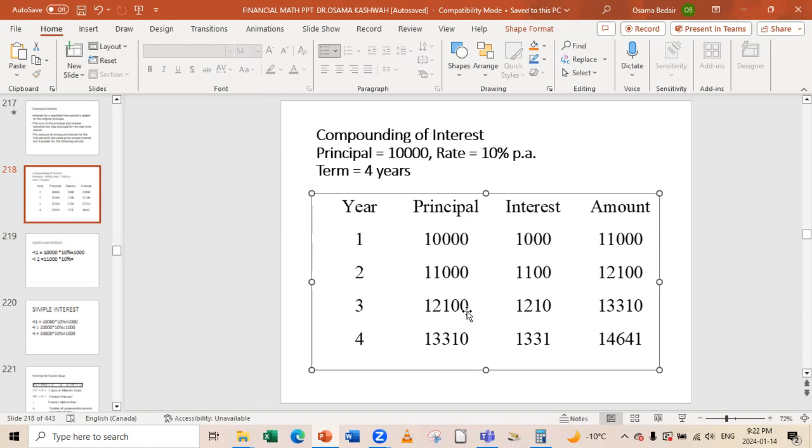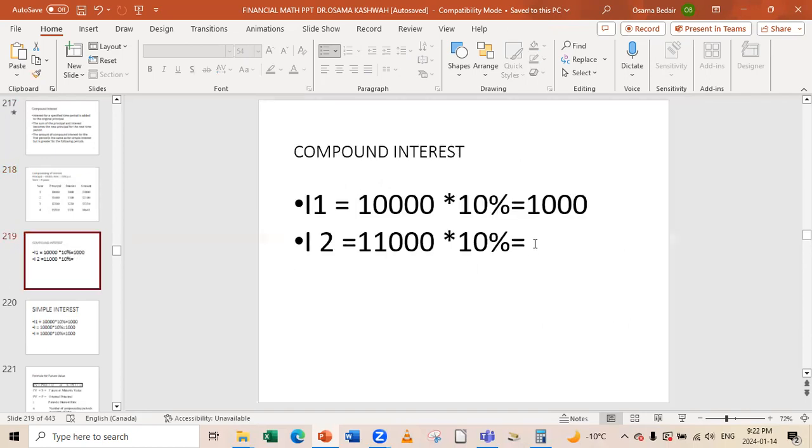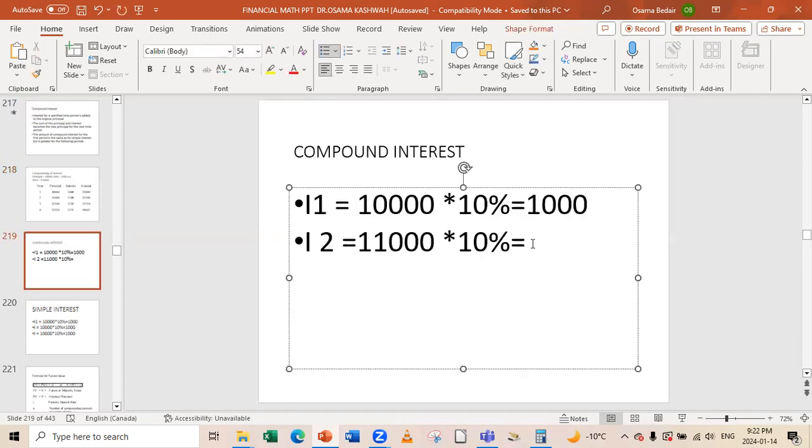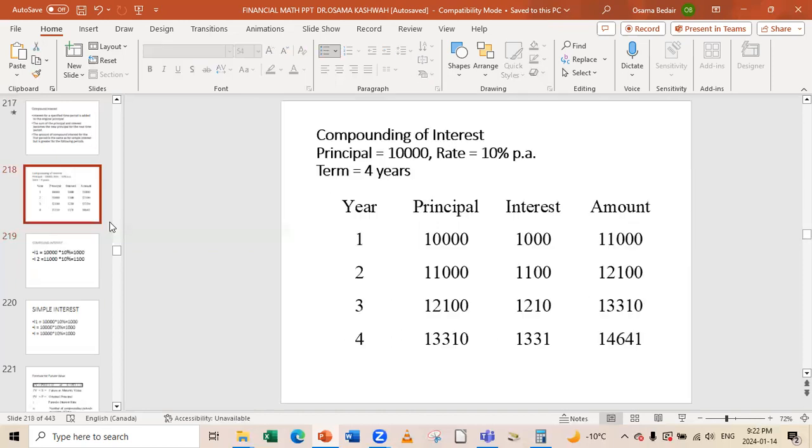So here it is. If I do it one by one like this, the principal is 11,000. Then I will multiply it by the one-year interest. That will make 1,100. Okay. 1,100. I will add the 1,100 to the 11,000. They all will be 12,100. I will add them together.